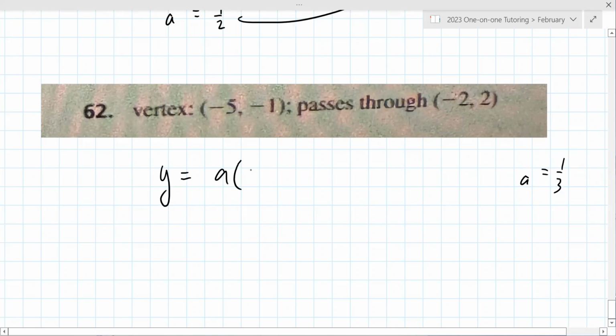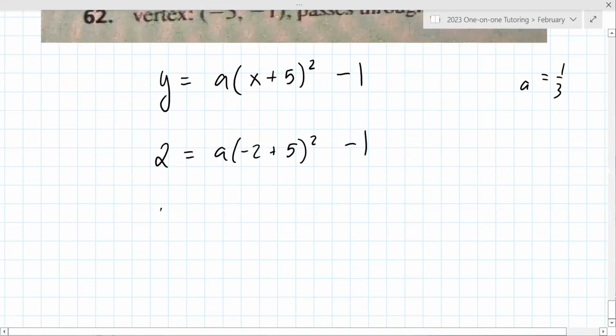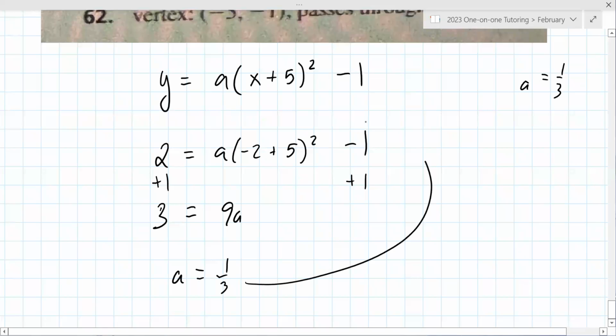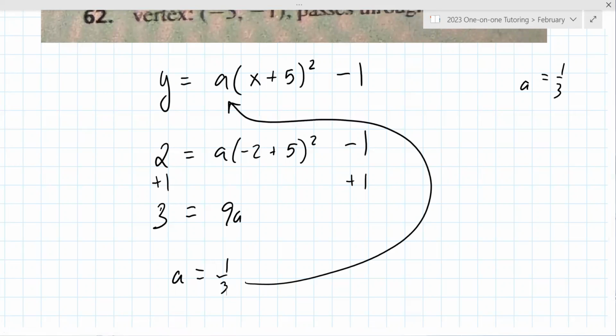Okay, let's take a look here. (x plus 5) squared minus 1 passes through, so 2 equals a(negative 2 plus 5) squared minus 1. We'll add 1 to both sides. Negative 2 plus 5 is 3. 3 squared is 9. 9a. So a is equal to 1/3. Very good. All right, I think you got it. So let's go back and look, unless you have any more new stuff. Does that take care of the new stuff?